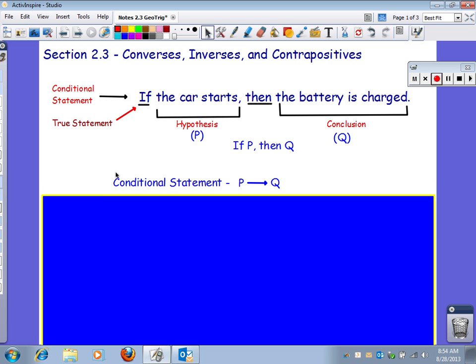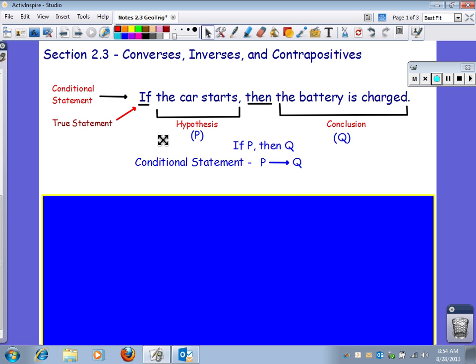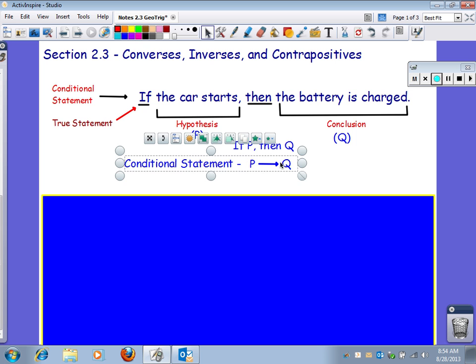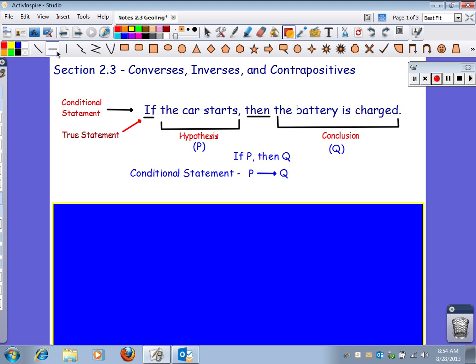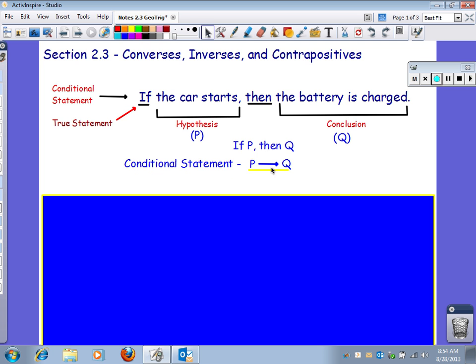And then the last way to write it, which is a lot easier for us, is just to put a P and then an arrow and then a Q. That means the same thing as if P, then Q. So this is actually the easiest way for us to write our symbols. So that's just the symbols for a conditional statement. When they say write a P to Q statement, that means you need to write an if-then statement. If something happens, then this must happen. So P to Q means if P, then Q.